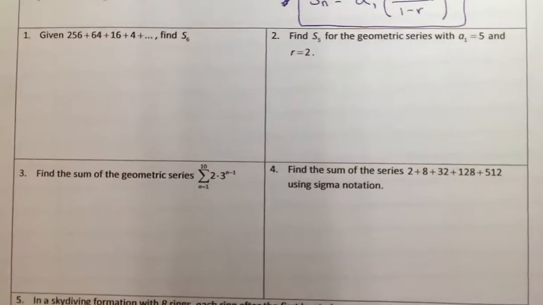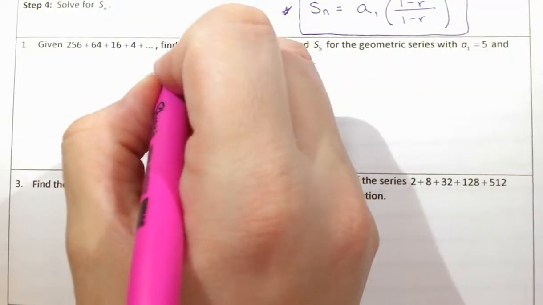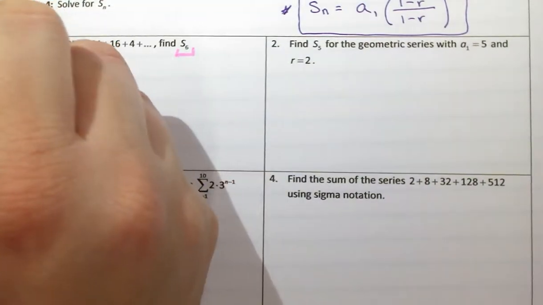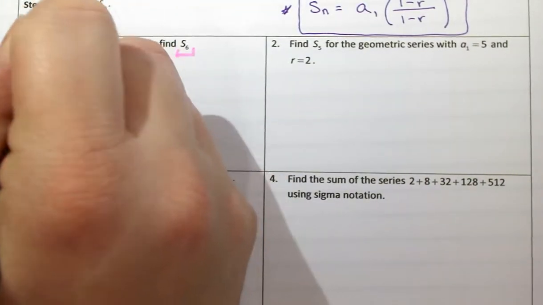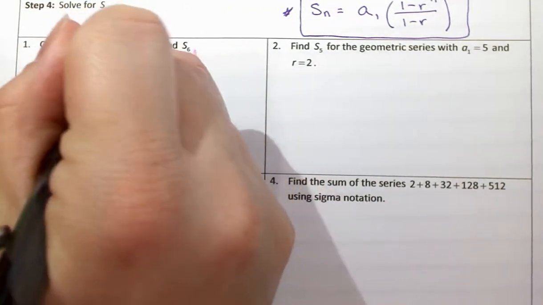So number one, we're given 4 terms in a series. So the first 4 terms, and they say to find the partial sum of the 6 terms. So add up the first 6 terms, S sub 6. So what we're going to do is we're going to use our formula. So let's write that down first. S sub n equals a sub 1 times 1 minus r to the n over 1 minus r.